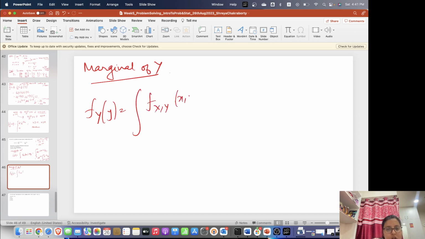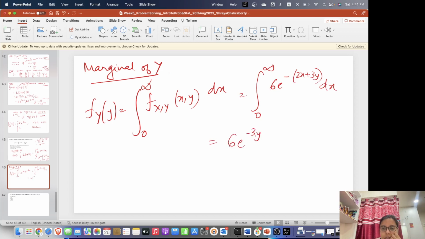f(x,y) dx, x also from 0 to infinity. So we would have 6 e to the power minus (2x plus 3y) dx. 6 e to the power minus 3y we have taken out. Integral from 0 to infinity of e to the power minus 2x dx, which will also give 3 e to the power minus 3y.